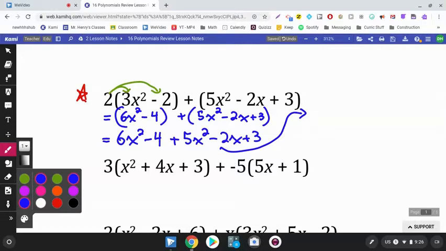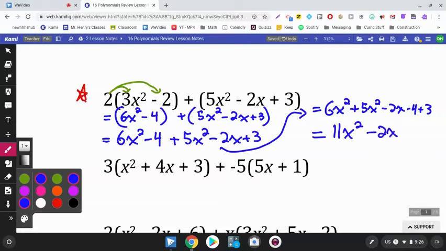Next thing would be to gather like terms. So the 6x squared and the plus 5x squared could go together. The minus 2x is the only x term, so it stays on its own. And then the constants, minus 4 plus 3. So I've got three terms. I've got the x squareds, the x, and the constants. And I can combine them together. If you have 6 of something plus 5 more, you have 11x squared, minus 2x, and minus 1.